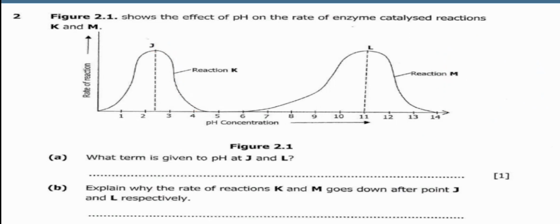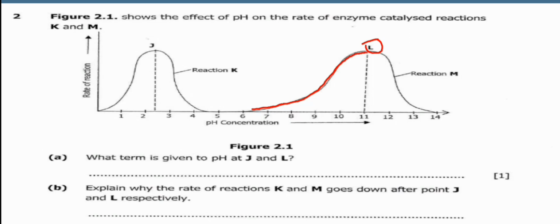Similarly on this part here, as the pH increases, the enzyme reaction is also going to increase up to a pH of 11. At this point here, we have L. So L is going to be the optimum pH, because we are talking about the pH concentration. It is going to be the optimum pH.